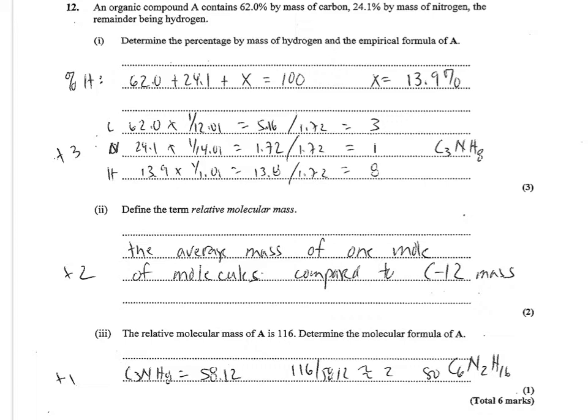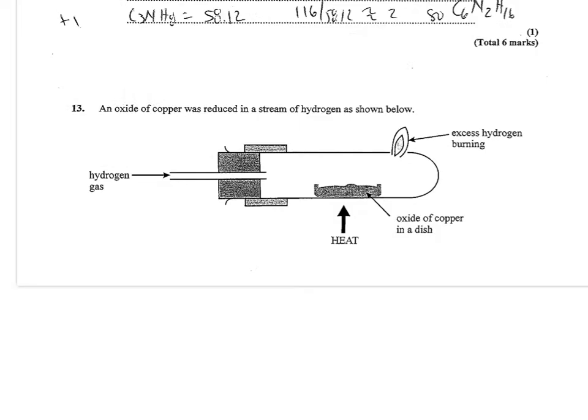And then the third part of the question, the relative molecular mass of A is 116. What's the molecular formula? Well, my empirical formula, C3NH8, would have a molar mass of 58.12. And so when I compare that to the experimental molar mass of 116, I see that the actual mass is twice as much, so the actual formula is also twice as much, or C6N2H16.